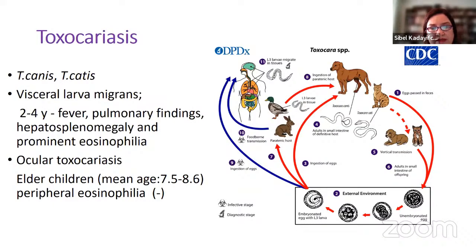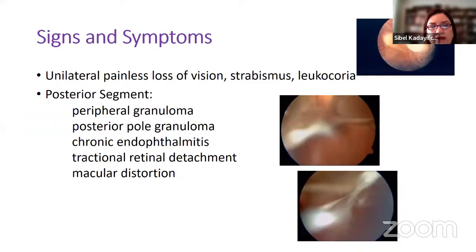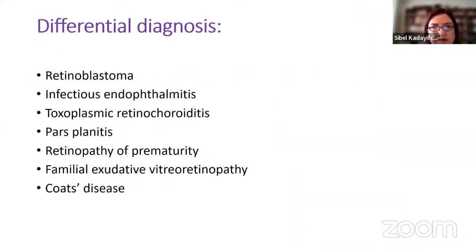Ocular toxocariasis is seen in older children without peripheral eosinophilia. They come with unilateral painless loss of vision, strabismus, and leukocoria. We may see peripheral granuloma, posterior pole granuloma, chronic endophthalmitis, tractional retinal detachment, or macular distortion.